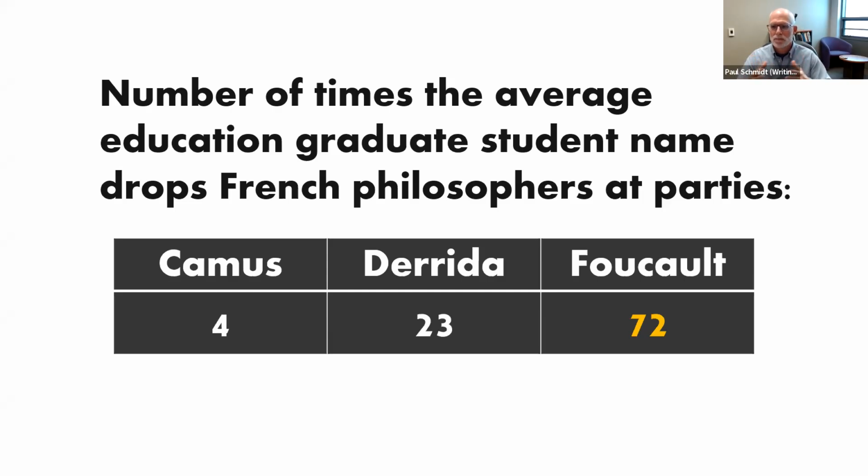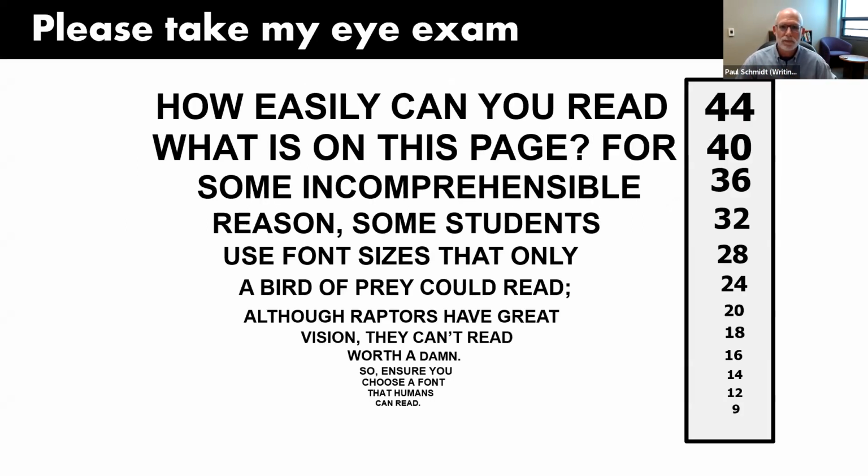Here's another example, using color. So we have the number of times the average education graduate student name drops French philosophers at parties. So we can see that Foucault gets the most. And our eyes are drawn to the yellow. So use bright colors, but ensure that you use them sparingly, because your eyes will be drawn to those colors. I will be silent for about 20 seconds here as you peruse this slide.